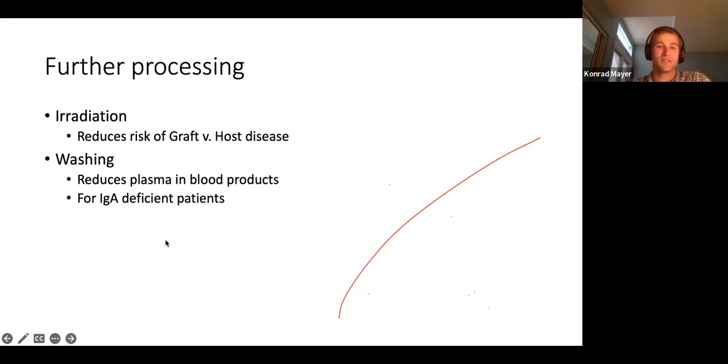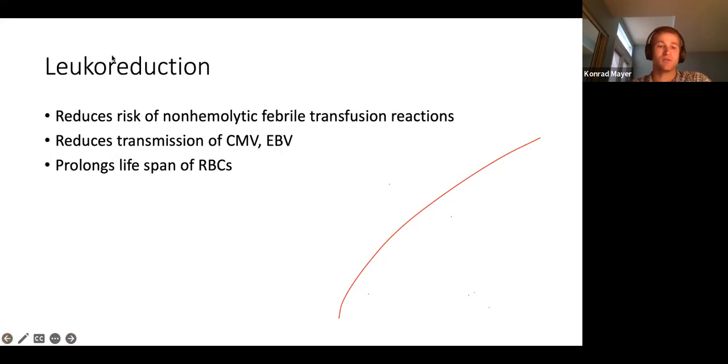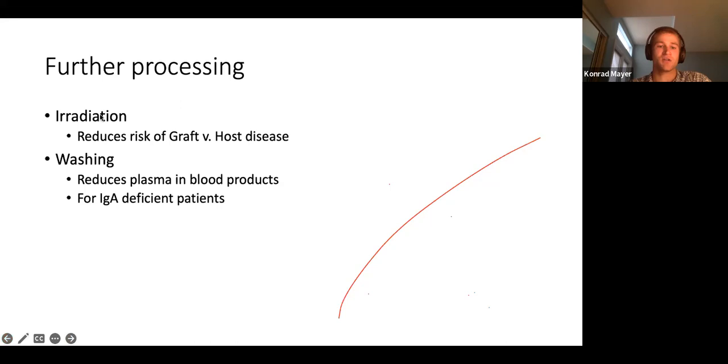So further processing: leukoreduction, and irradiation also targets white blood cells, and this is basically leukoreduction on steroids. Irradiation is also targeting the white blood cells, and this is especially important when it comes to preventing graft versus host disease.